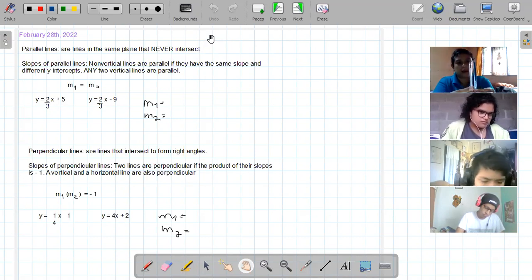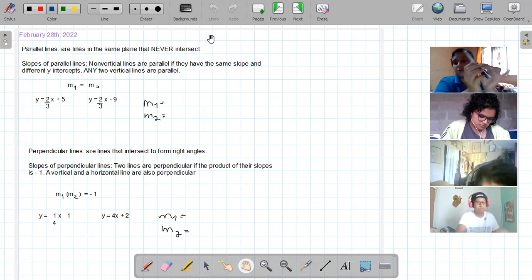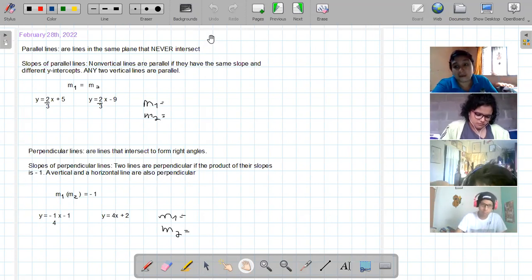It could be vertical, it could be horizontal, it could be with a positive slope or a negative slope. It could be in the third quadrant, the first, the second, the fourth. It doesn't matter where, as long as those lines never intersect.